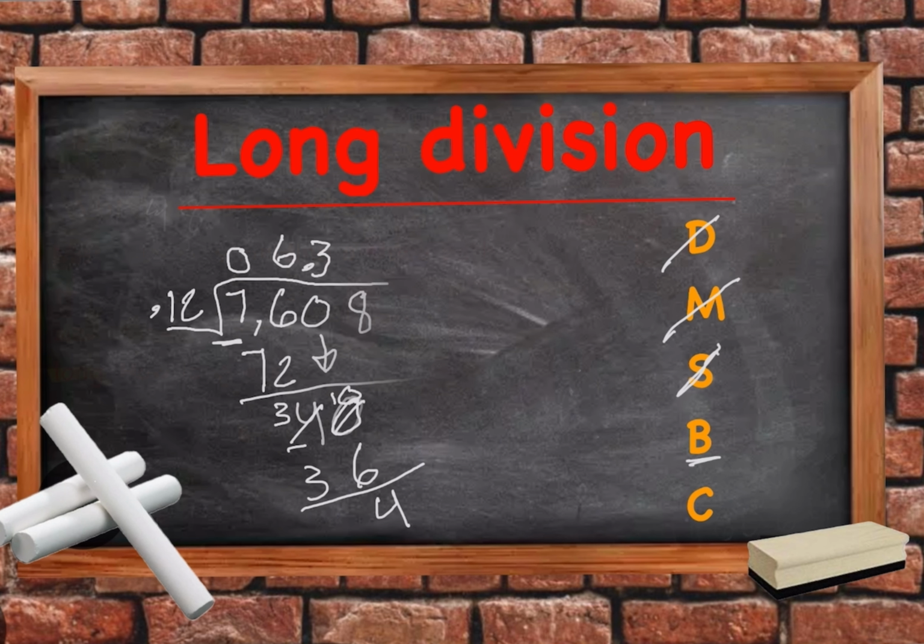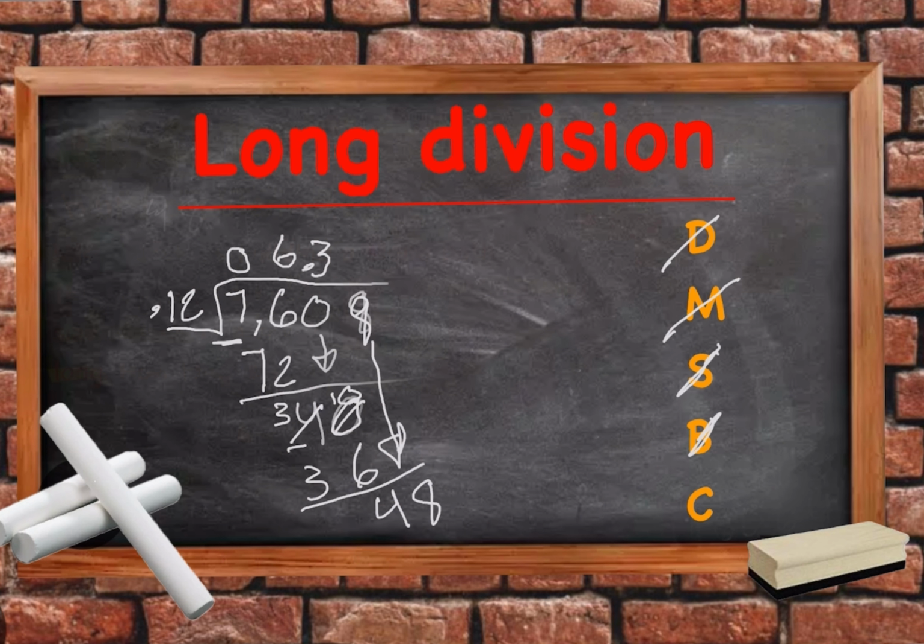Now we have to bring down. Let's bring down the 8. Now our number is 48. Now we have to compare. So how many times does 12 go into 48? Now we have a lot of numbers in our head right now. We have 12 times 5, which is 60, 12 times 3, which is 36. But we have to see the juicy number in the middle.